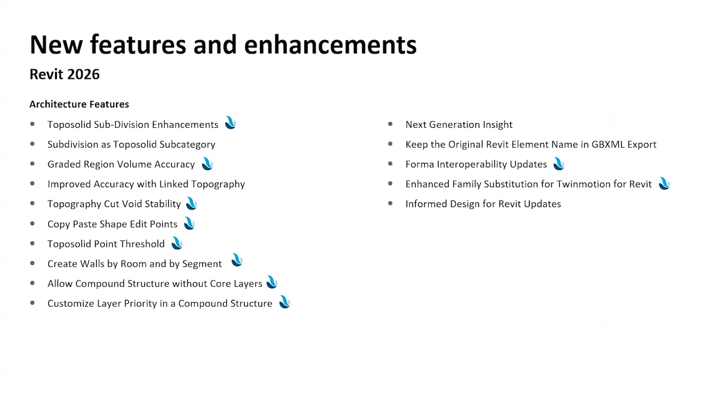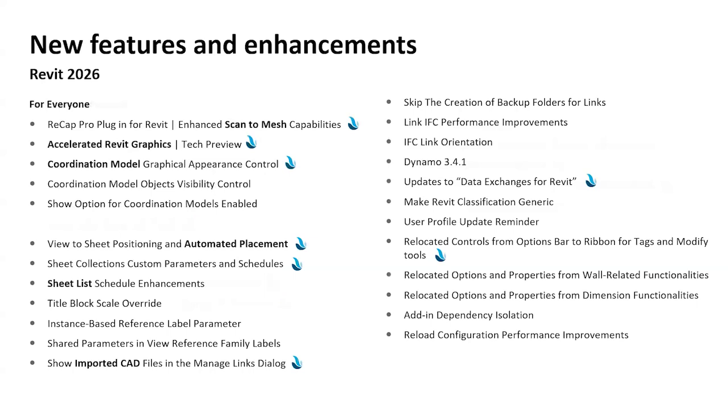But there's also some new features related to wall creation by segment or by room, some layer priority flexibility in walls, some Forma interoperability improvements, and we'll talk about some Twinmotion family substitution enhancements. So it's chock full of new features for architecture.